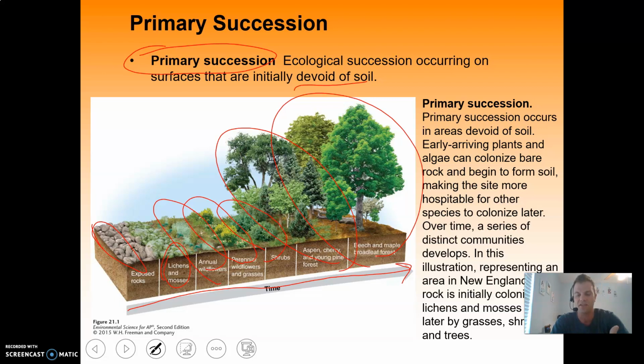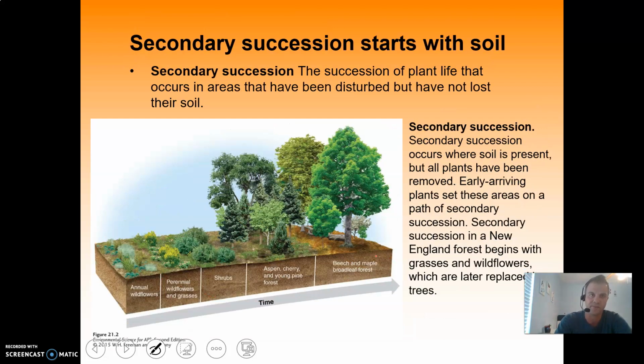And of course, once you have these different types of plants in the area, different animals can live. There are some smaller animals that will even be able to live in the lichens and mosses as their food source. And of course, large animals once you get the trees in there.